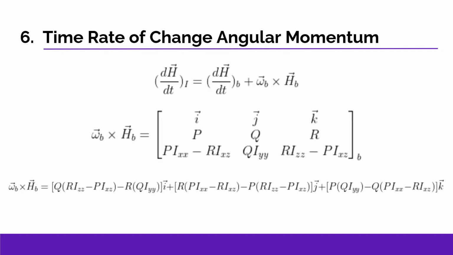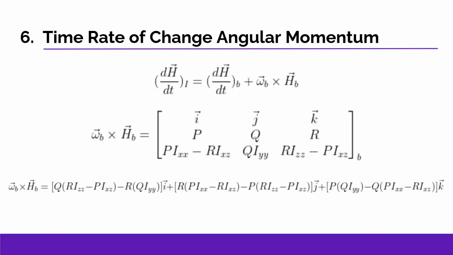The last step is now to find the time rate of change of the angular momentum. Essentially what you want to find is the time rate of change of the inertial angular momentum. And that is equal to dH/dt expressed in the body axis system plus omega_b cross h_b. So we have two components here. We have omega_b cross h_b, and we have the dH/dt expressed in the body axis system. We're going to start with omega_b cross h_b, and this is going to be solved via a matrix, and the result is what you get at the bottom.